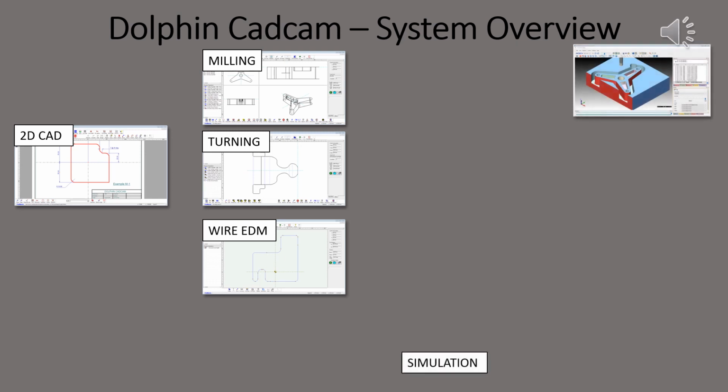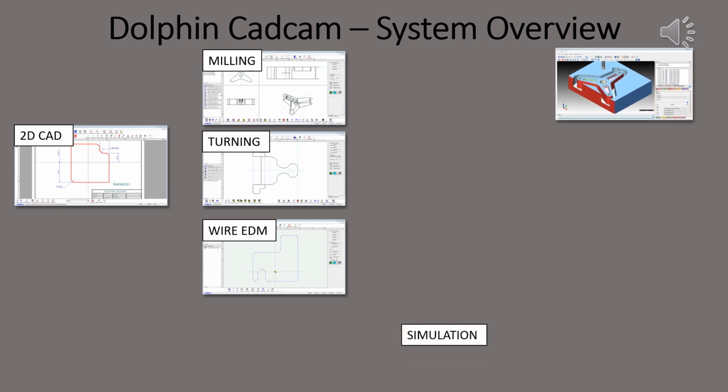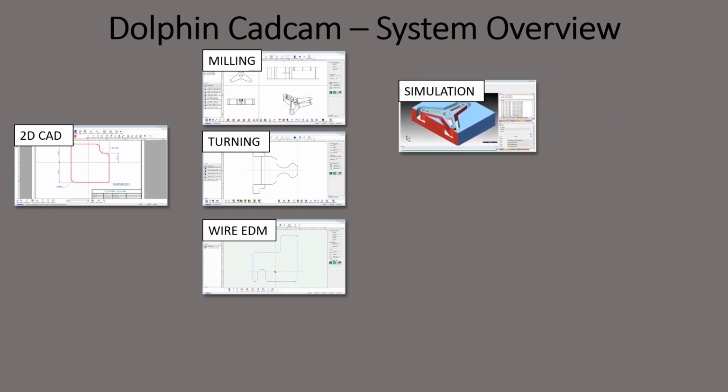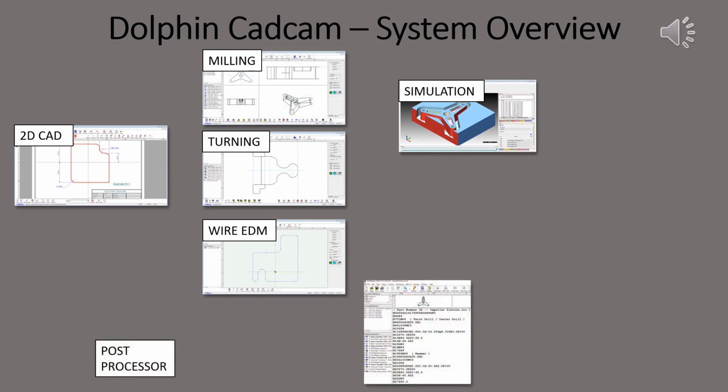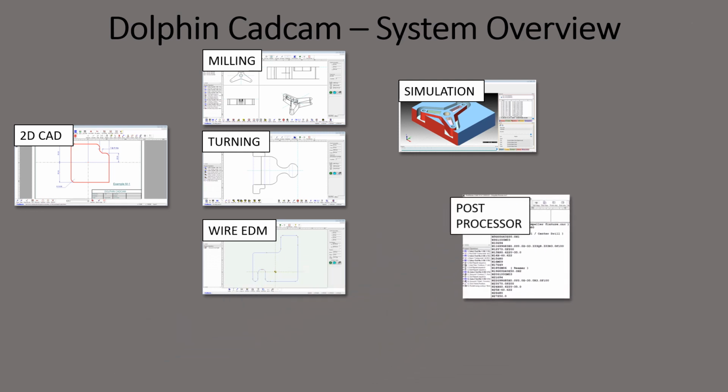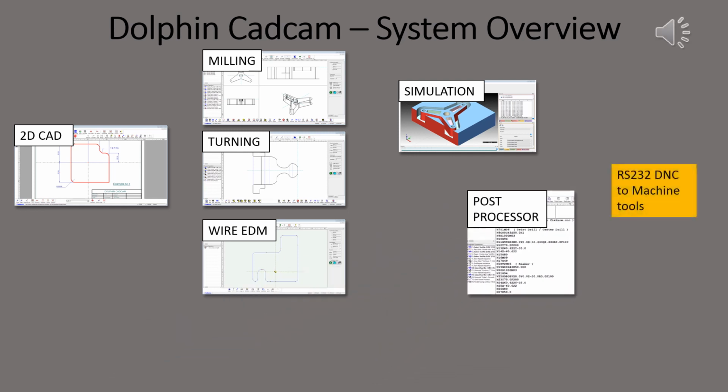All of the machining modules can use the full 3D machine tool simulation. The post-processing system is common to all the machining modules. If your machine tools have RS-232 ports, PartMaster has a built-in DNC module.